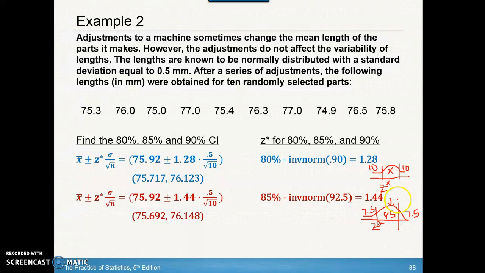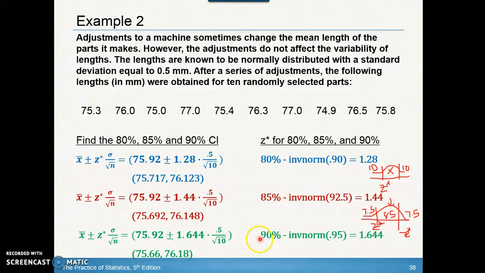So you're doing inverse norm, so that's actually this one right here. This is your critical z-score right here. You're doing inverse norm of 0.925 because that's all the area to the left over here. You could also do inverse norm of 0.075, which will give you this one. They're symmetric, so they're exactly the same. I'm still multiplying that by the standard deviation of your statistic, 0.5 divided by the square root of 10. And here's your resulting confidence interval.